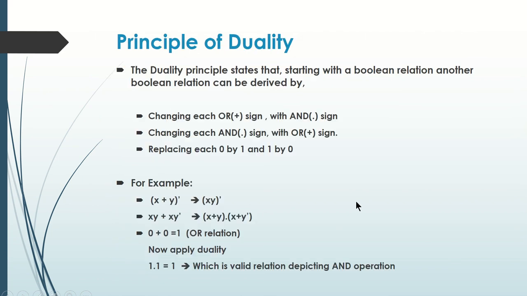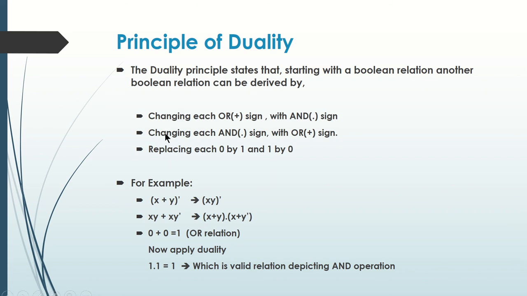So the next topic that we are going to understand is the principle of duality. It is a very interesting principle. The duality principle states that starting with a Boolean relation, another Boolean relation can be derived. That is, I have some Boolean expression, and from one expression you will be able to derive another expression. To derive it, you have to do these 3 steps. All the 3 steps you have to apply to the Boolean expression.